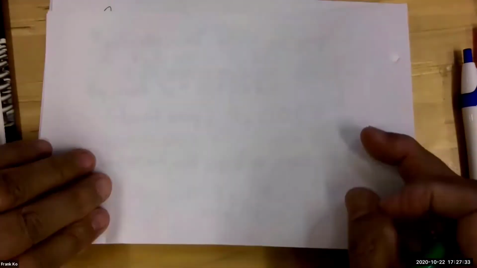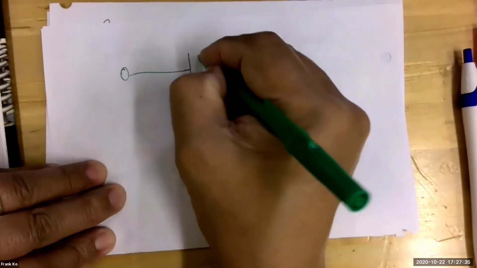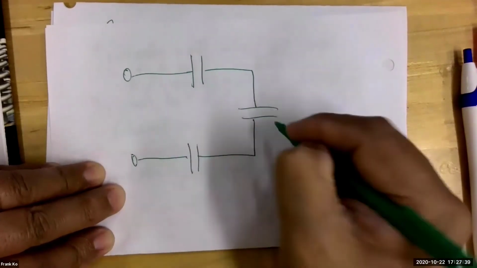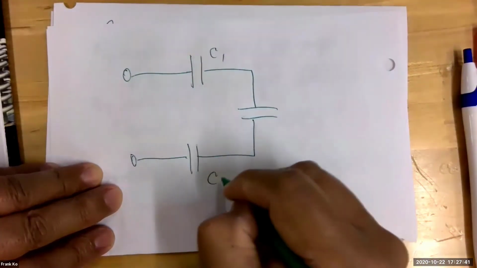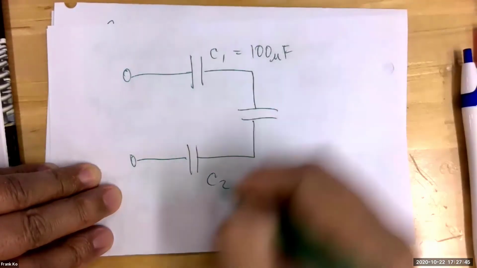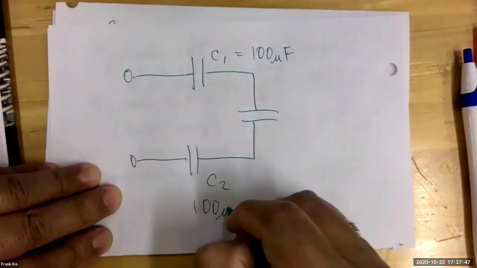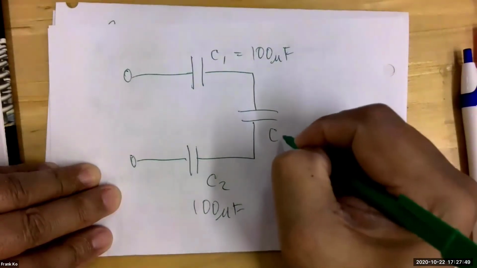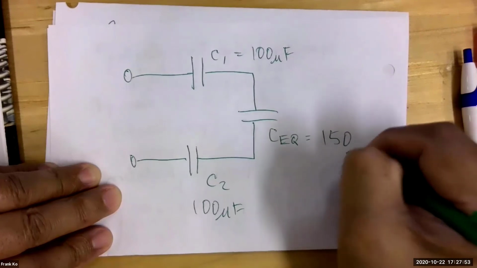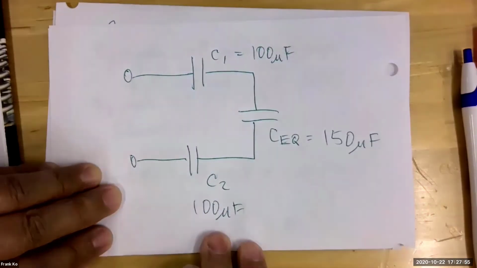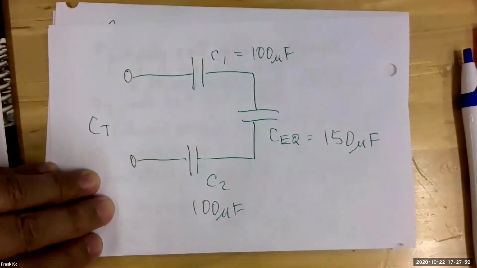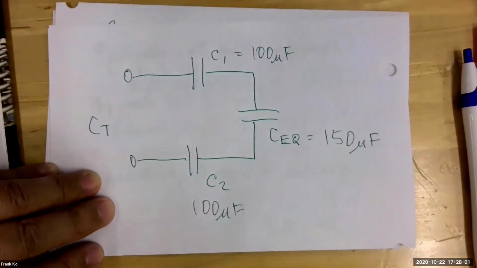So for my final drawing on this particular circuit, let's do this a little larger here. My C1 is here, C2 is here. This one is equal to 100 microfarads. This one is equal to 100 microfarads. This CEQ number 2 worked out to be 150 microfarads. Do I have enough information now to calculate the total of these in series?